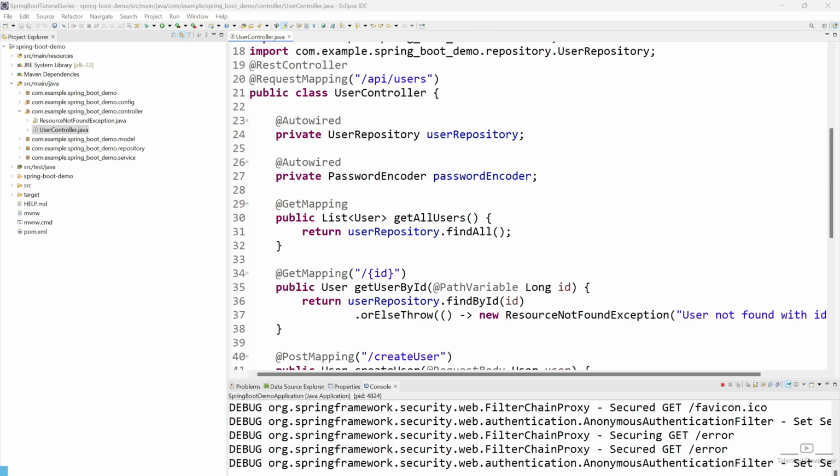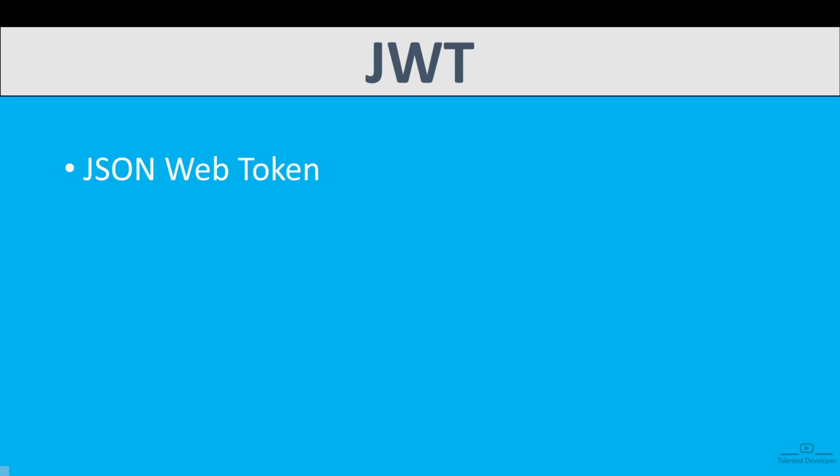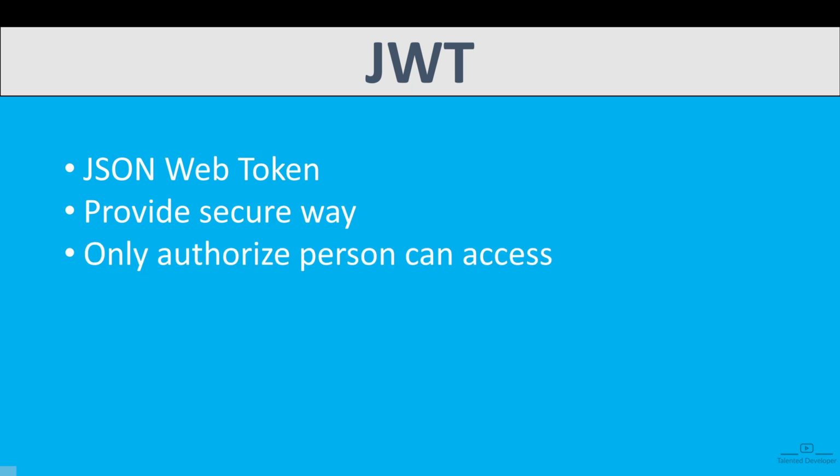So first of all, what is JWT? That means JSON Web Token, and it is used to provide a secure way to handle authentication and ensure that only authorized users can access a specific resource.